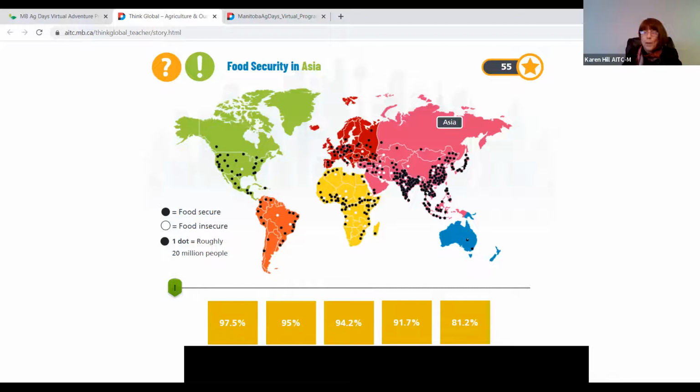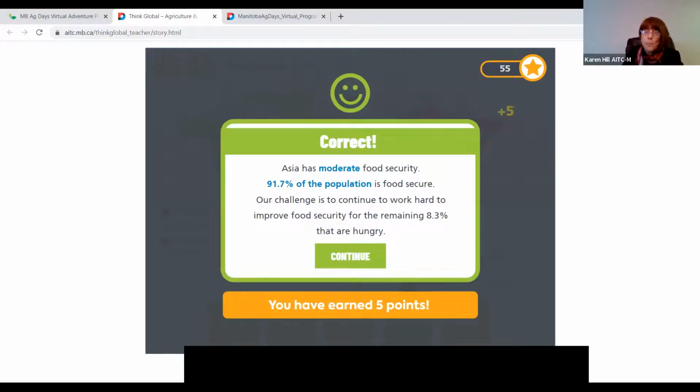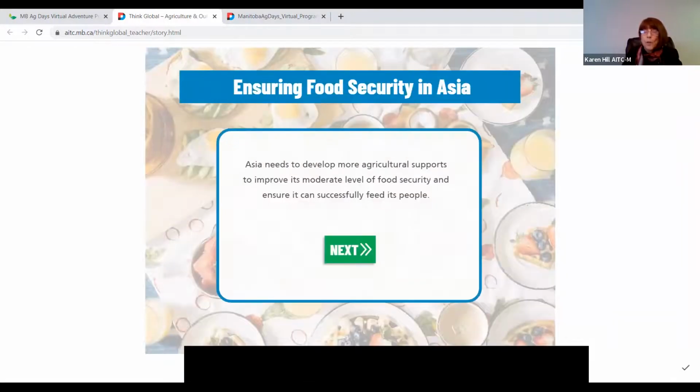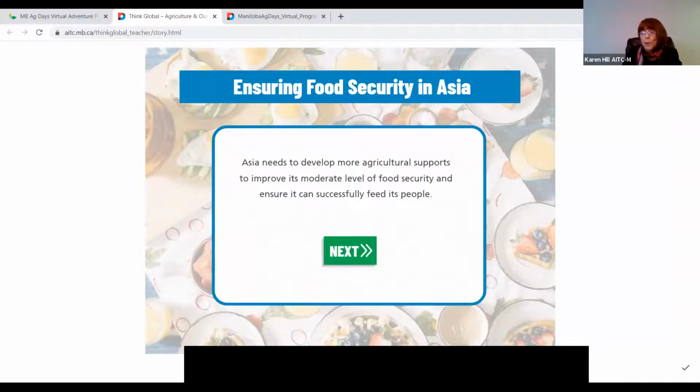So they have to decide, by looking at Asia and comparing it to what's happening in the rest of the world, which of these percentages best reflects how many food secure people live in that continent. They have to choose one of them and then submit. So 91.7% are food secure, but we obviously need to work hard at improving the food security of the remaining 8.3%. So how does Asia go about doing that? One of the ways is through agriculture. Obviously, it's not the only way, but we're going to look at what agriculture can do.